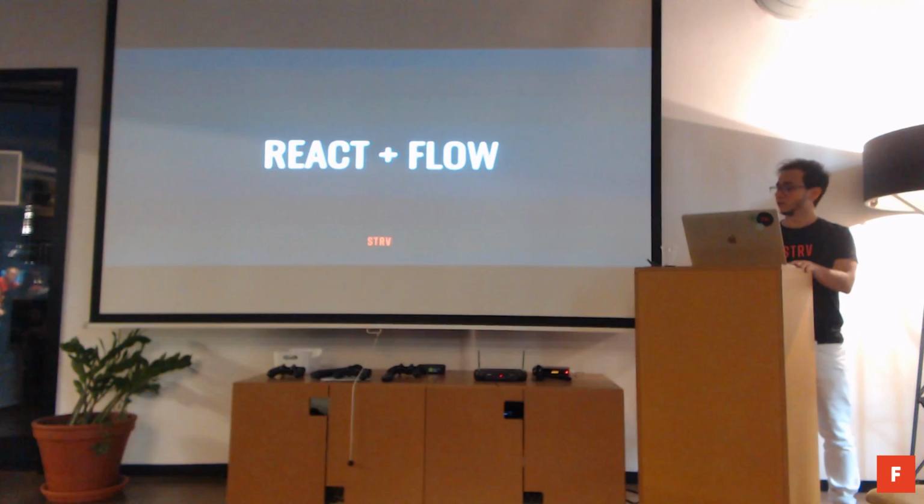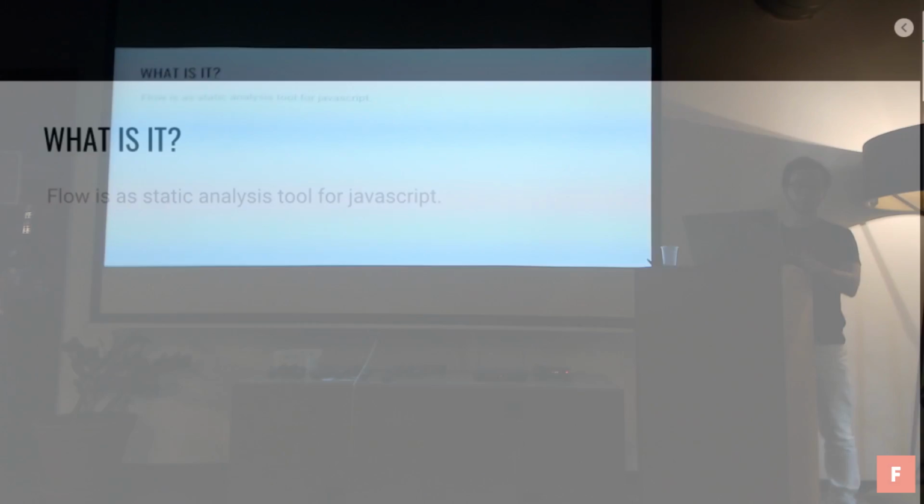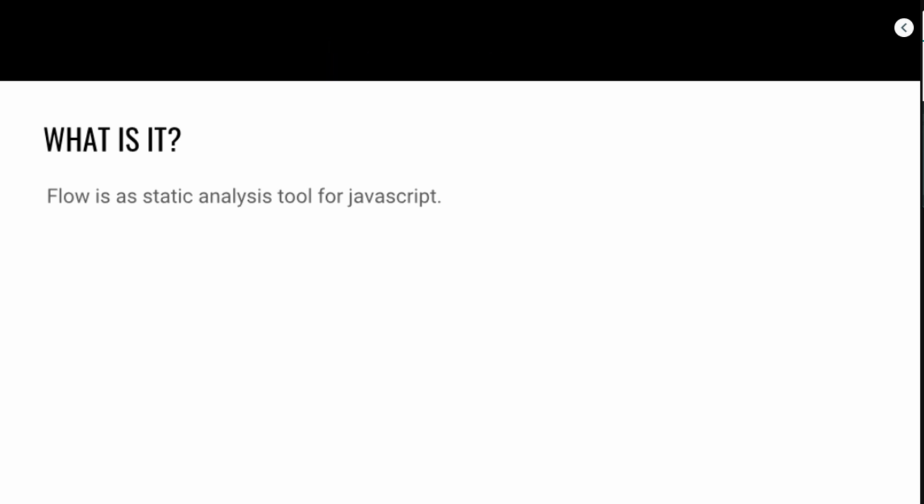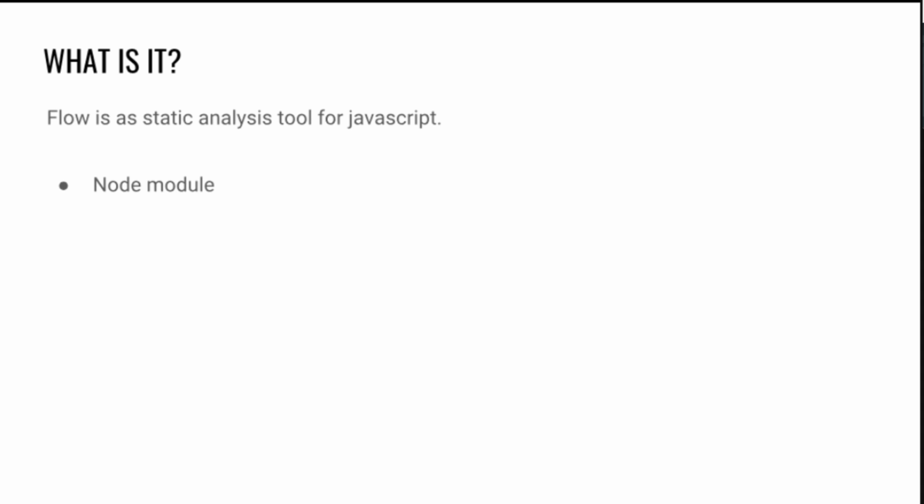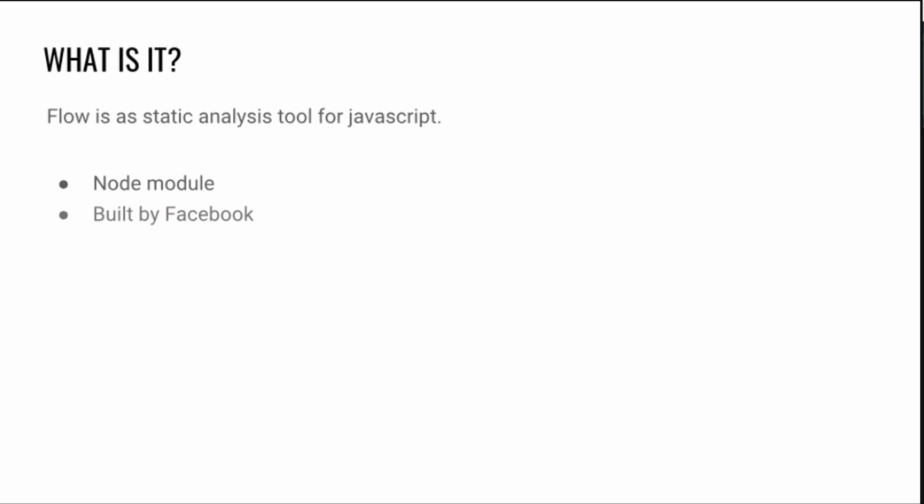So let's start by saying what it is. For those who are not aware, it's a static analysis tool for JavaScript in general, which basically means it's a linter on steroids, at least Flow per se. It's a node module, so you can download it via npm install, just like any package. You can install it globally, you can install it locally. It's a node module, but it's not built in JavaScript. It's OCaml software that Facebook utilizes internally. It's one of their tools that they've been using for many years, and they decided to open source it many years ago, too.